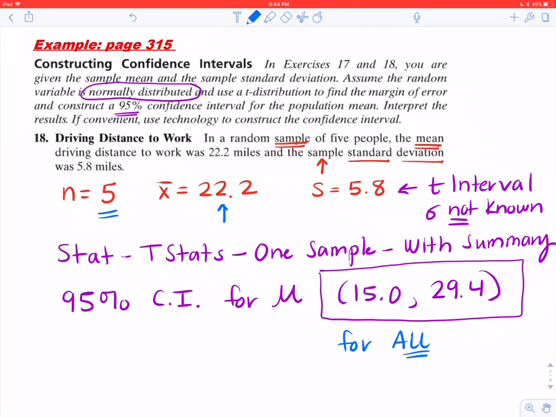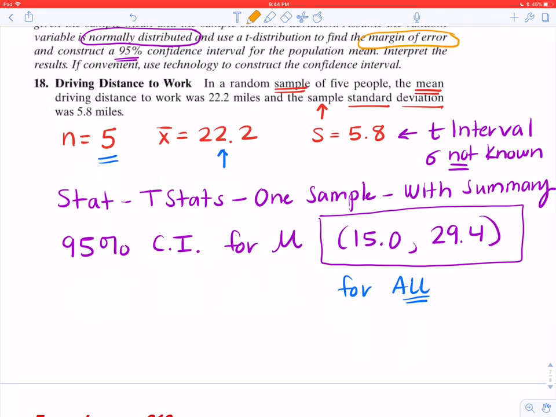All right, now you'll notice here just a quick thing to point out. Sometimes you will be asked, what is the margin of error? That does not mean you need to go back to the formula for margin of error. There is a very easy way to figure out this information based on your interval. To get your margin of error, all you need to do is look at the range of your interval.